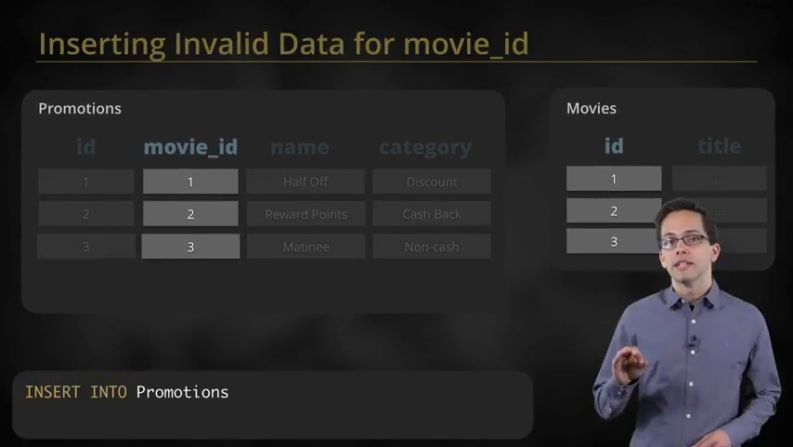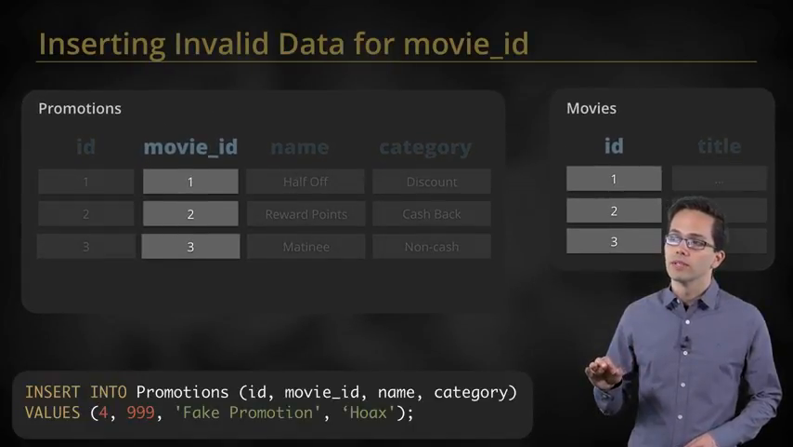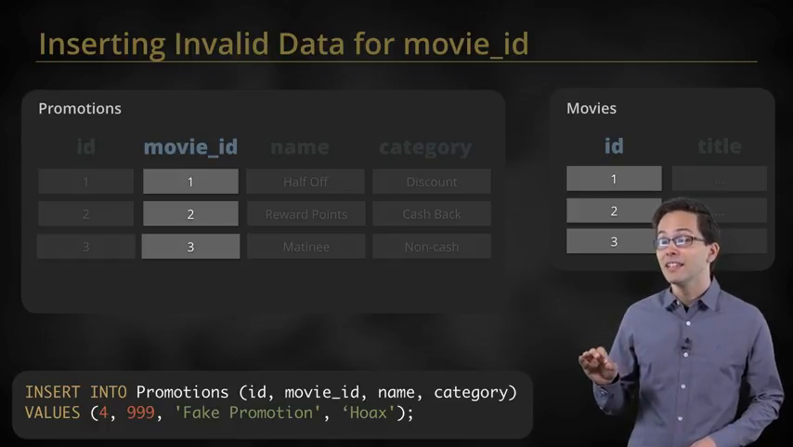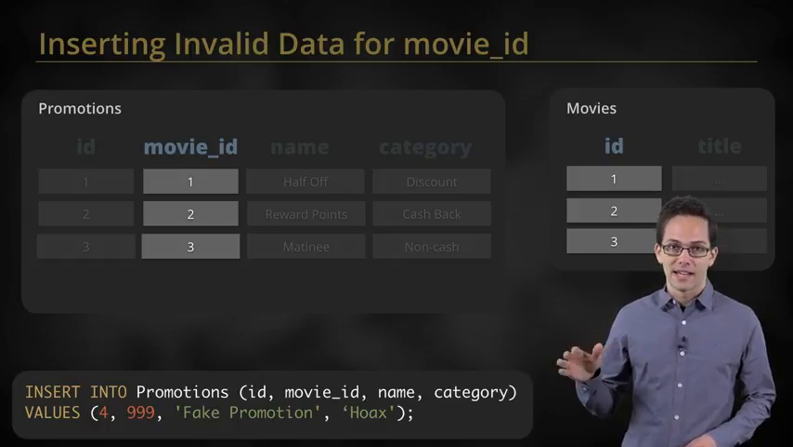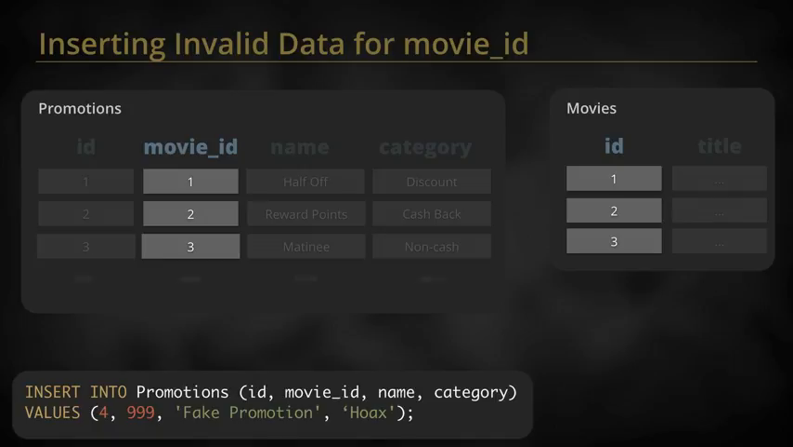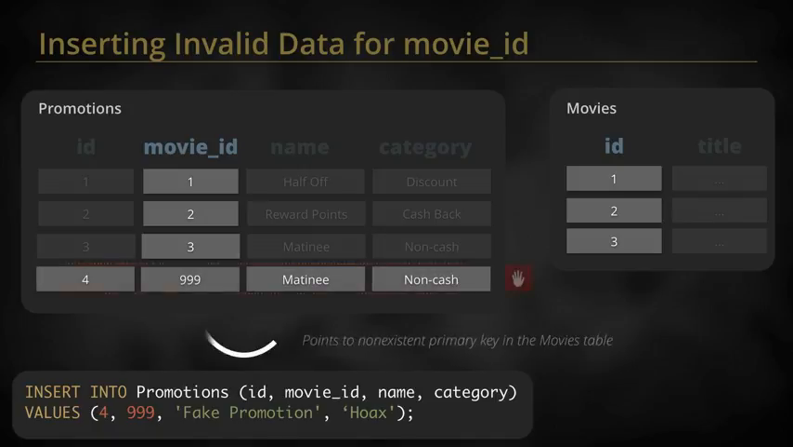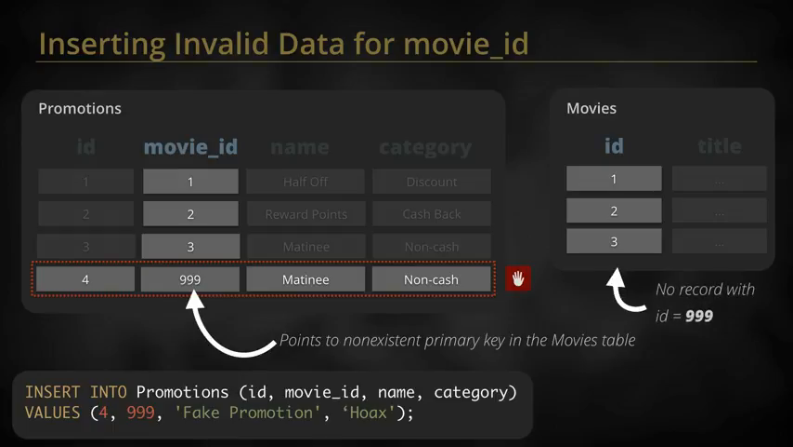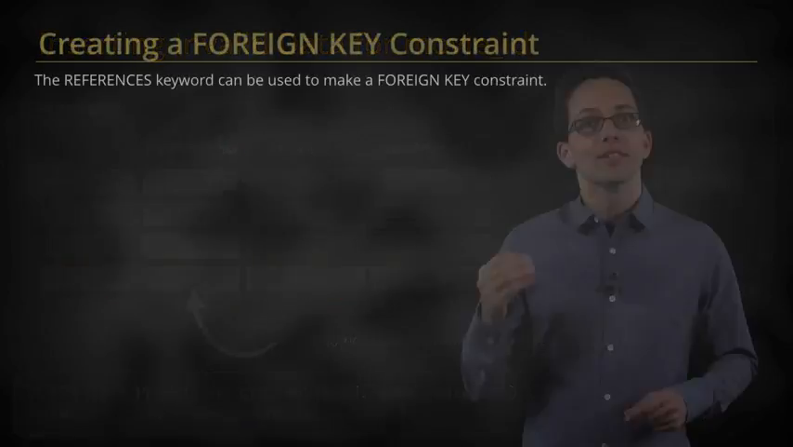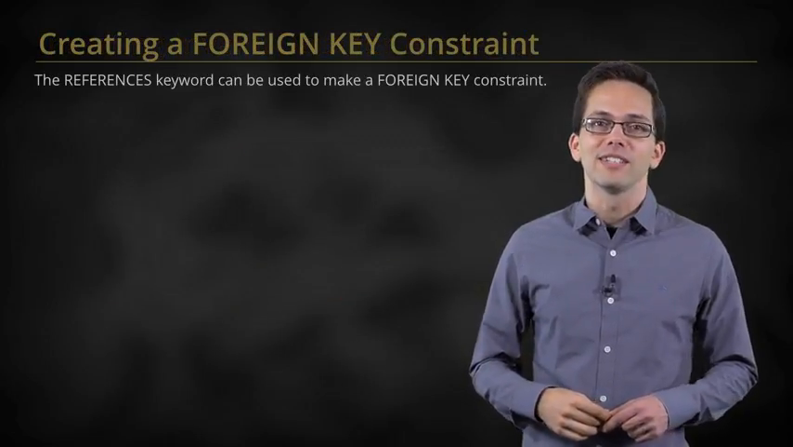What would happen if we inserted a new promotion and specified an invalid movie ID, in this case 999? It would work. It would actually insert this row. But of course, if we looked in our movies table, we wouldn't see any movie with the ID of 999. The solution to this problem is a foreign key constraint.